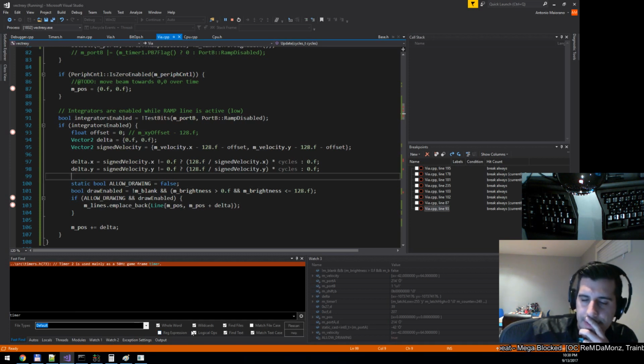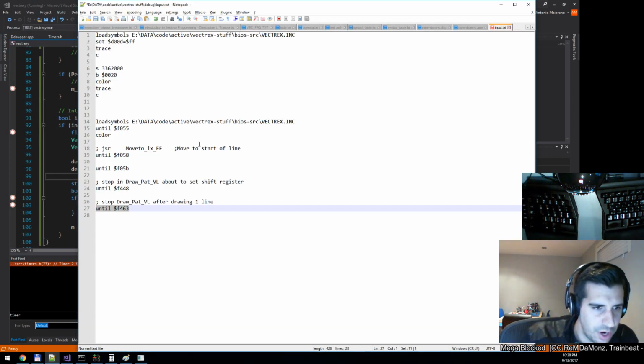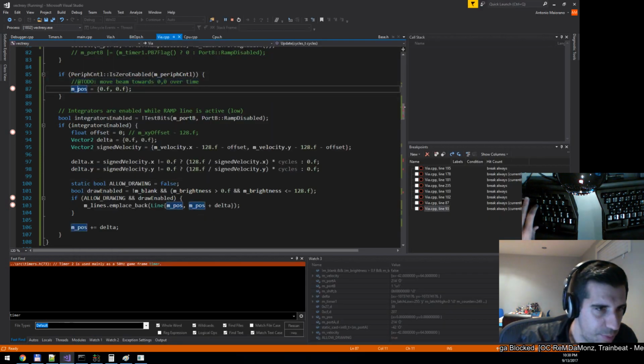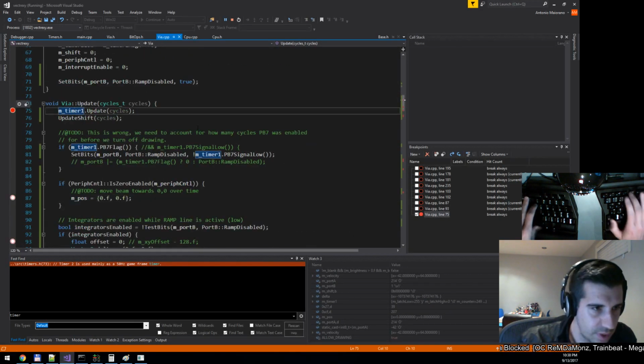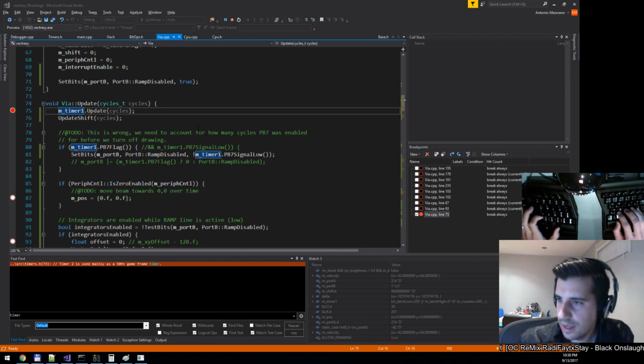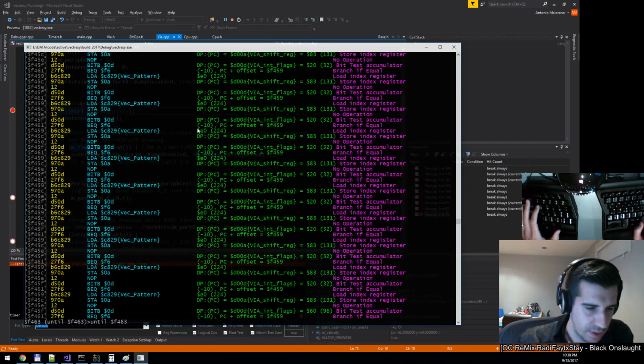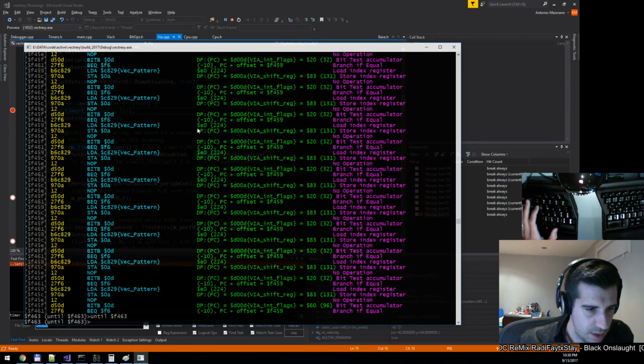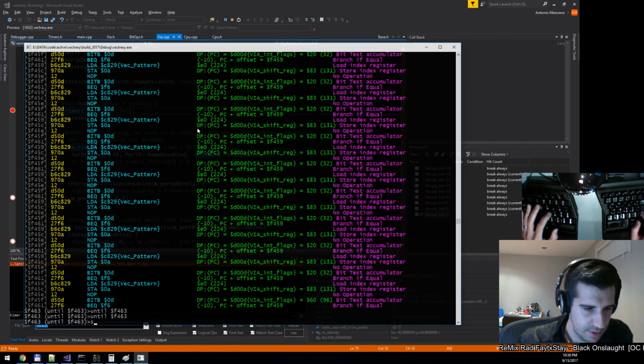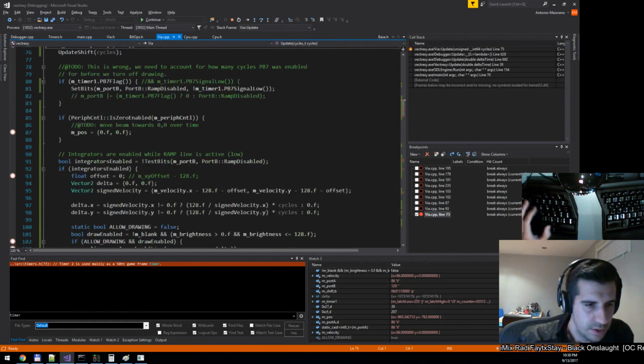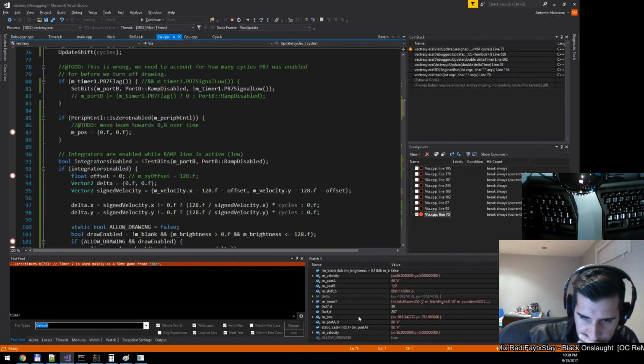So I did not get a line drawn. So we are basically, after drawing one line, we are here. So let me put a breakpoint, and we're going to run again. Interesting. So where are we now? Position.